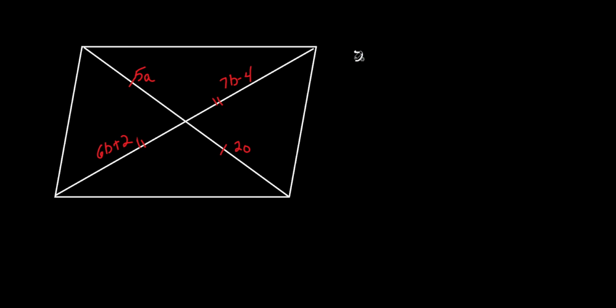So I'm going to go 5a equals 20. Divide by 5, a is 4. Okay, right here, set those equal to each other.